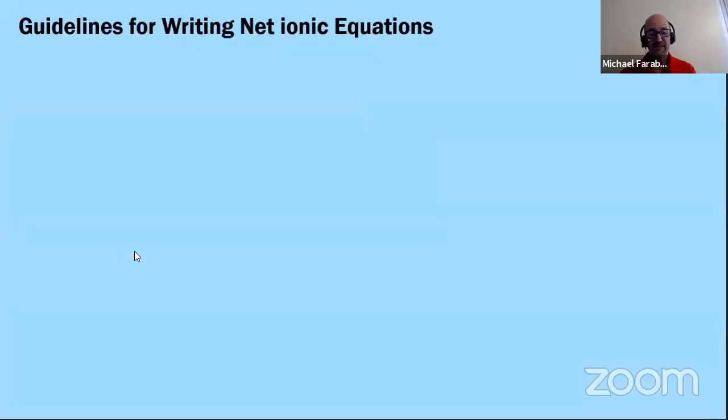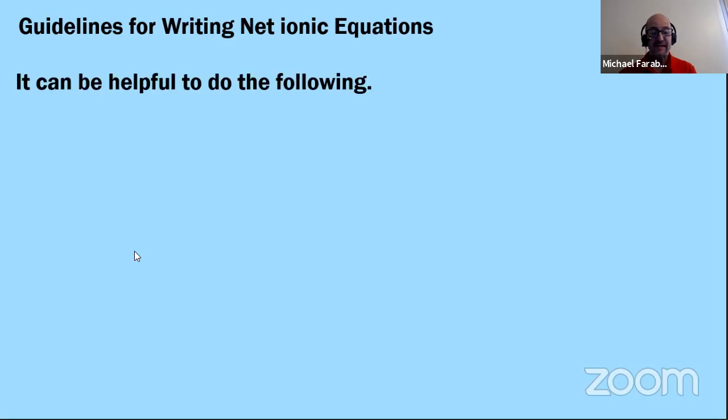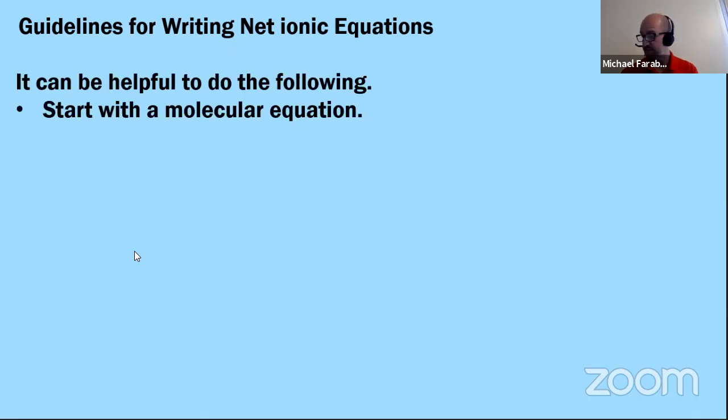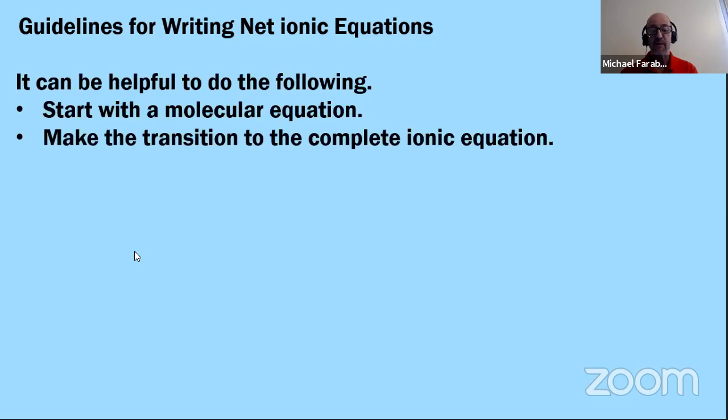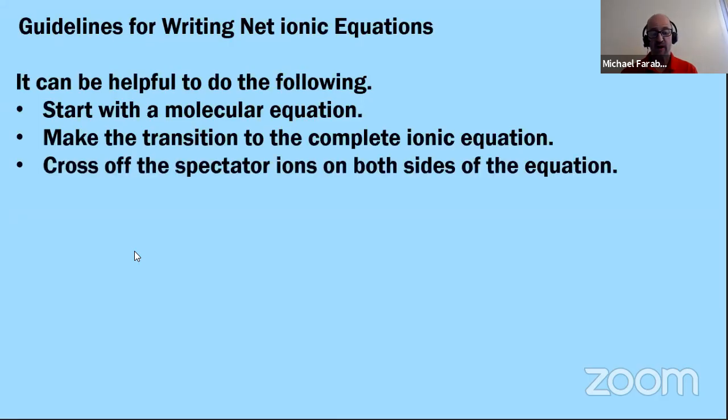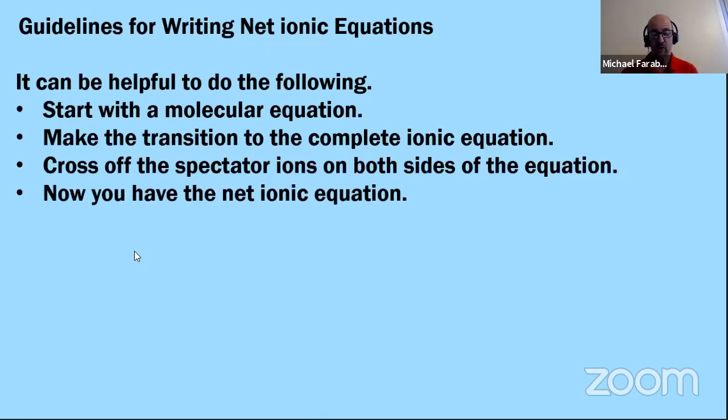So here are some guidelines for writing net ionic equations. It can be helpful to do the following. Start with a molecular equation in which you simply write the chemical formulas for all of the substances involved, and then you can make the transition to a complete ionic equation. So what that means is split up any chemical formula into ions that should be split up, and then leave together as is any chemical formula that does not dissociate or break up into ions. Then you can cross off what are called the spectator ions, which are the ions that appear on both sides of the equation. And then now you have the net ionic equation.